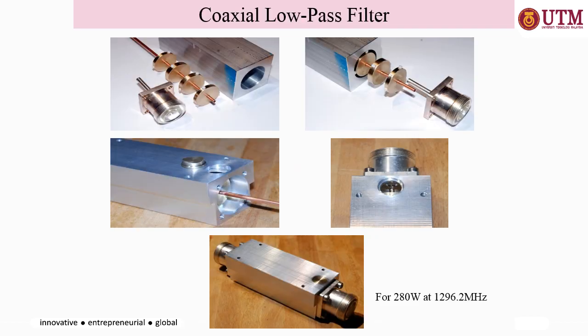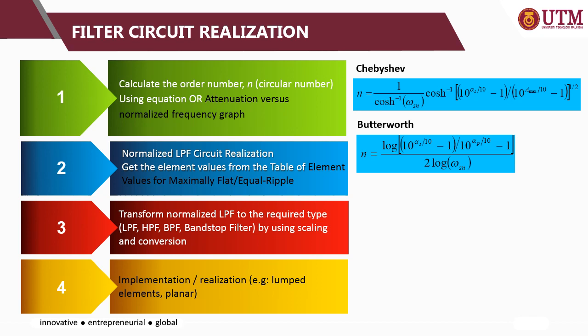So lastly, this is the coaxial low pass filter. So that works at 1296 megahertz. So you may find more example of filter design, low pass, high pass, band pass, and band stop filters from other references. Okay, next, let's look at the filter circuit realization.